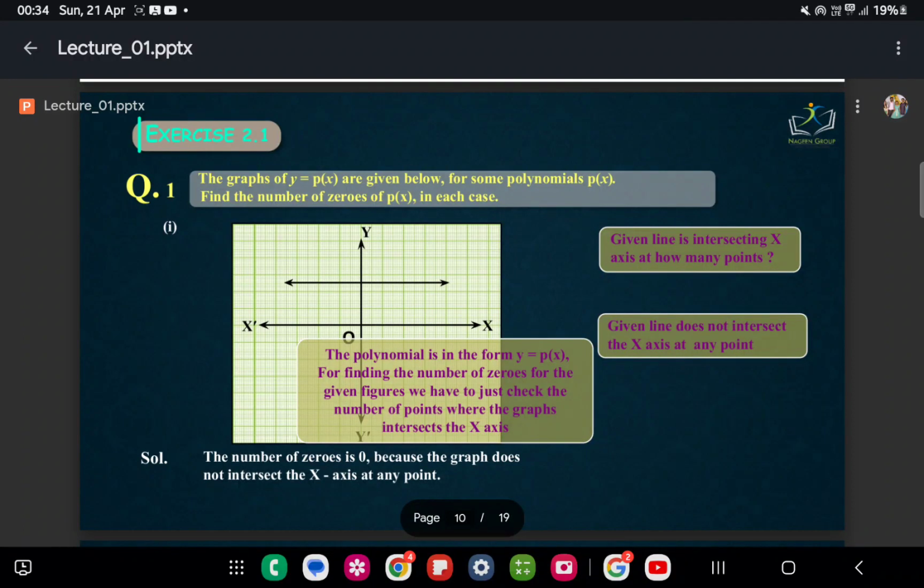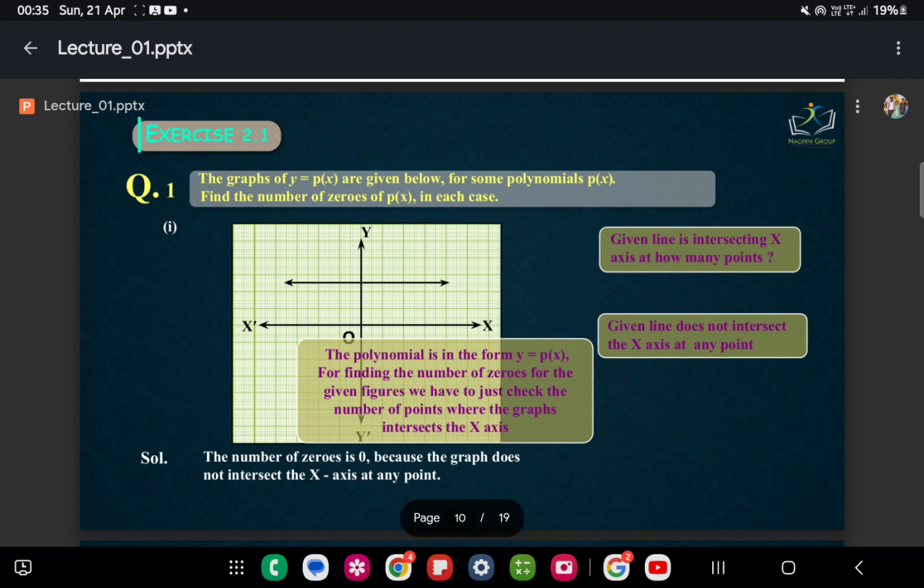Hi dear students, today we are going for the exercise part of 2.1, the second chapter, Polynomials. In that, we can move to the first exercise. The first exercise topic is the geometrical meaning of the zeros of a polynomial.